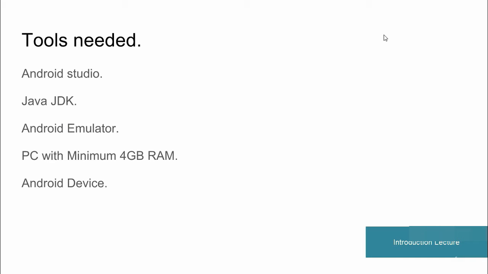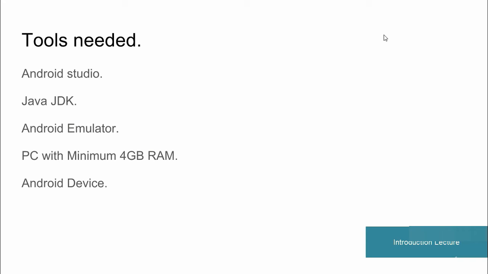Now after Android Studio, one more thing which is required is going to be the Java JDK, and we are going to connect the Java JDK to Android Studio so that we could develop applications and we could run them. Then finally, in order to actually run our applications, in order to test them, we are going to use an Android emulator which is inbuilt in Android Studio, and which we'll use to run our applications and to test them.